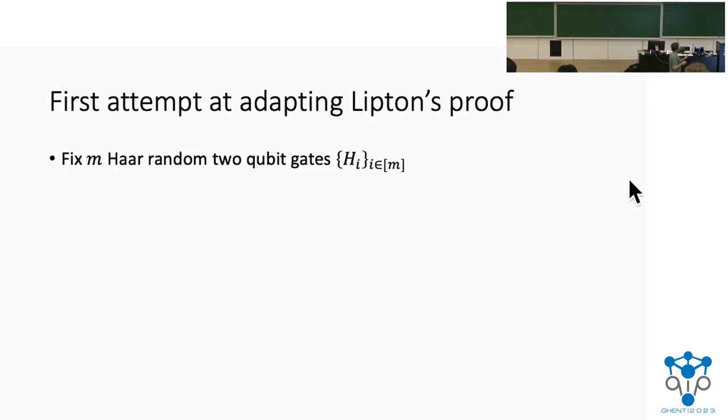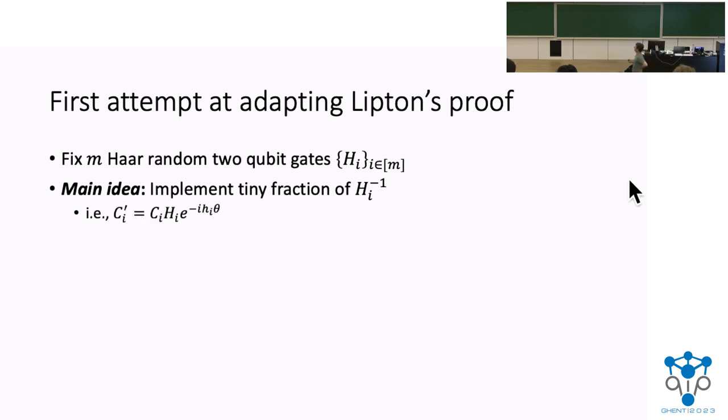So how are we going to do this? Well, we're going to fix m Haar-random 2-qubit gates. So I'll call them H_1, H_2 through H_m. One Haar-random 2-qubit gate per ideal gate of the circuit, C. So there's m gates in the circuit, so we have m Haar-random gates. Okay, and then the main idea is to scramble by implementing a tiny fraction of the inverse of these gates. So here's what I mean.